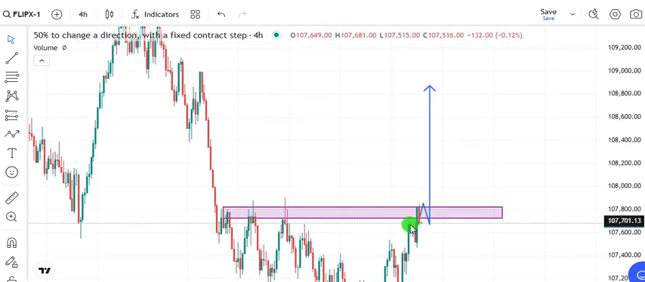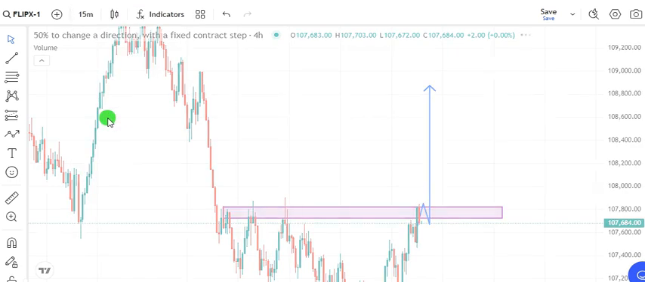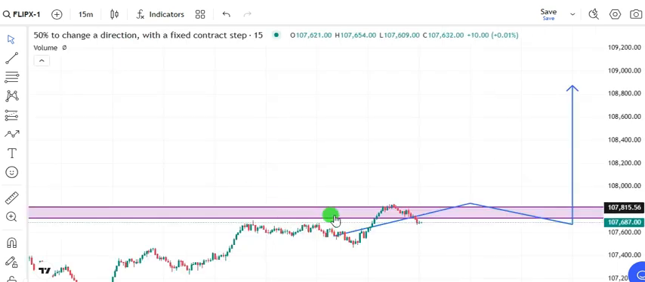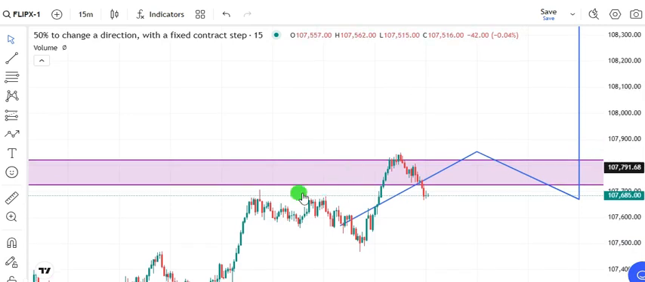On the short side, remember, I want to see the market change the structure before we go short on flip X1. But let's go to the 15-minute chart and see what is going on there. So you see the same thing. You can see this internal structure right here.